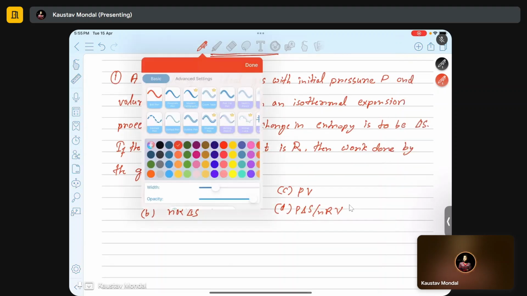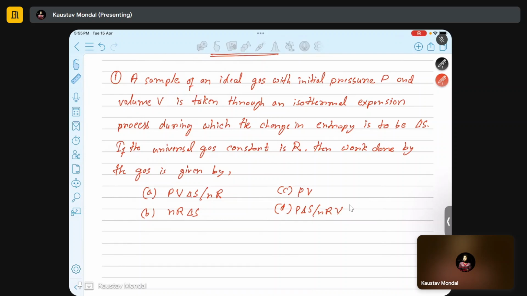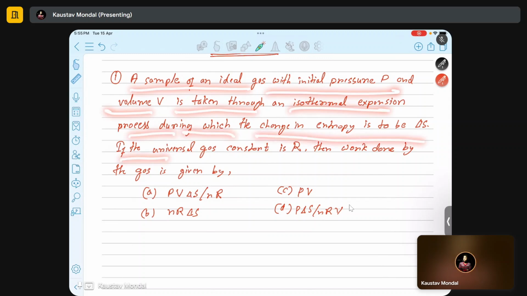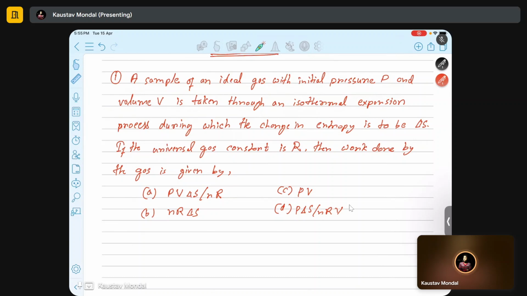So the problem is: a sample of an ideal gas with the initial pressure P and volume V is taken into an isothermal expansion process during which the change in the entropy is delta S. What happens here is that as this is isothermally expanding, the change in entropy as the gas expands is given as delta S. Now, considering the gas constant is R, we have to find out what is the work done by the gas.